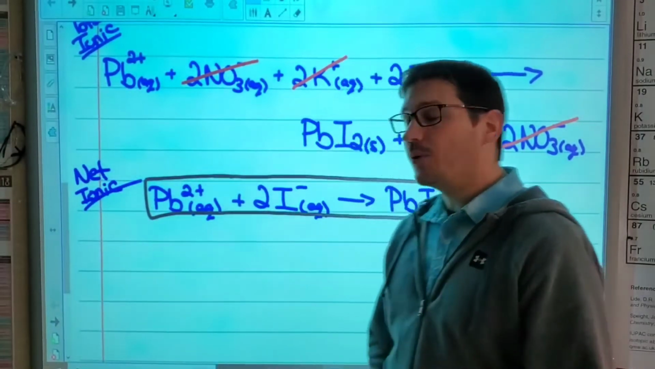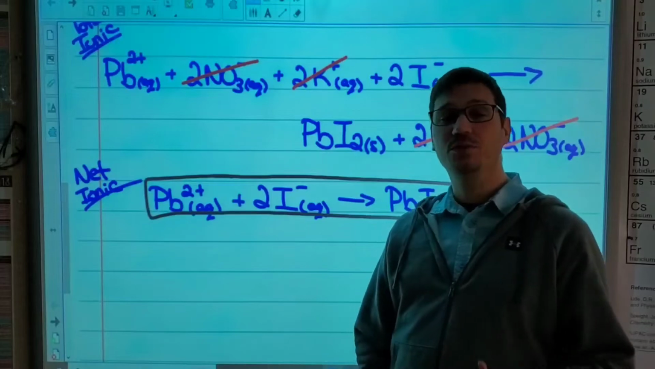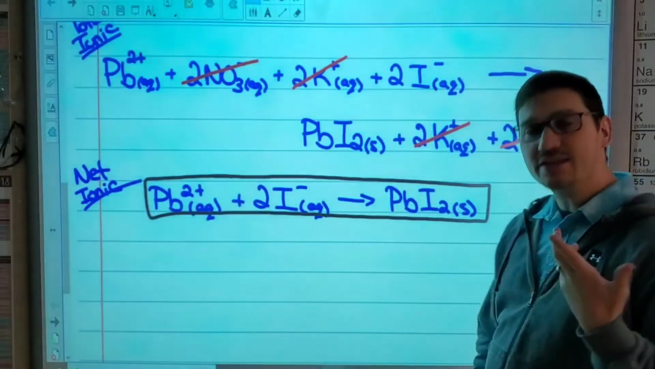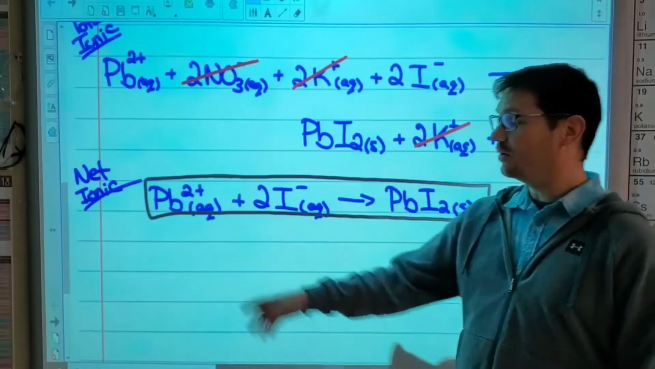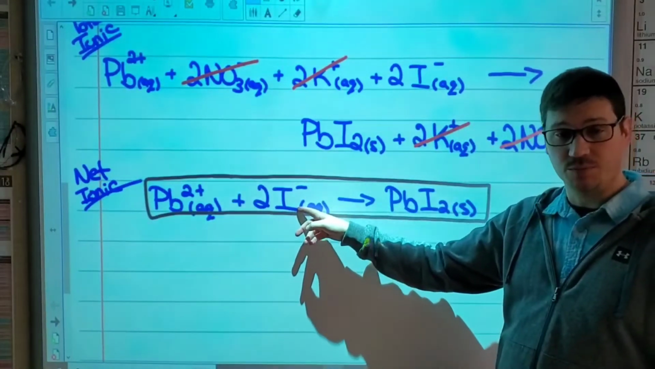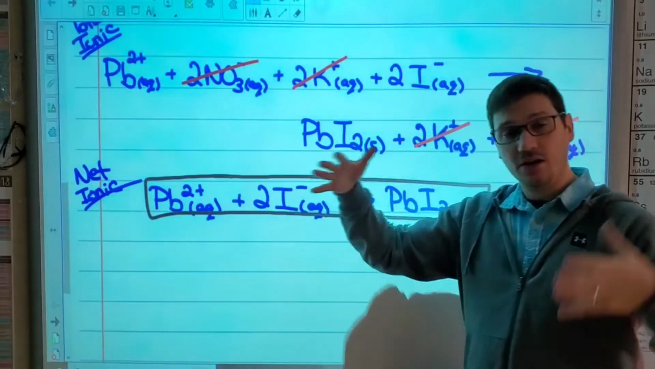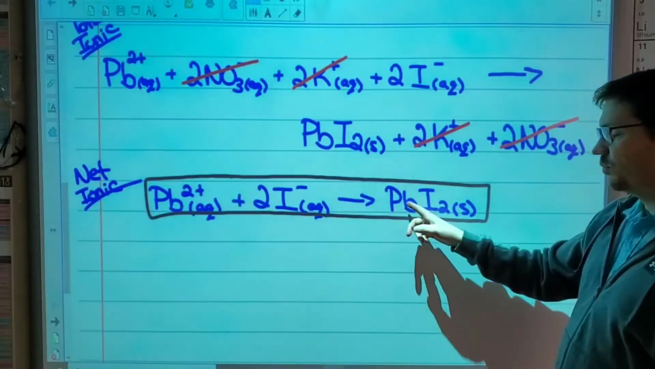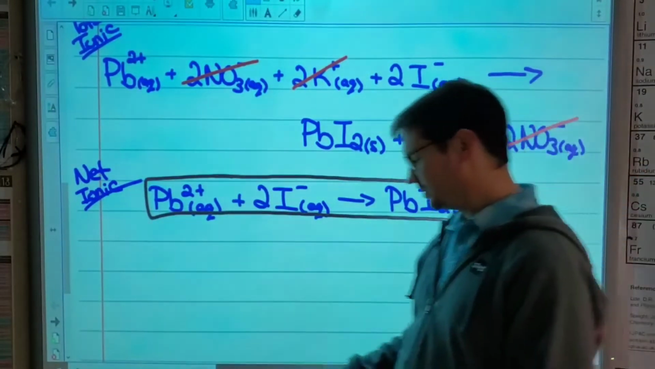A net ionic equation tells you what's actually involved in the reaction. What is actually participating here? Well, lead 2 ions were participating. Iodide ions were participating. They formed a precipitate, and we got lead 2 iodide as a result.